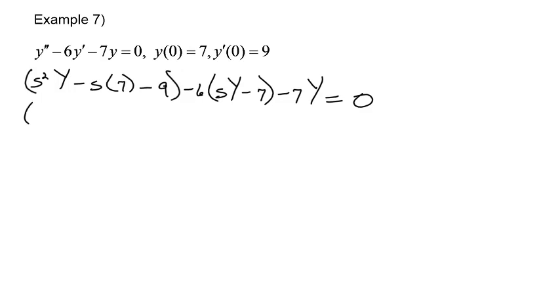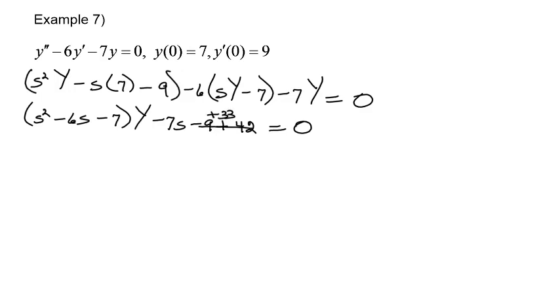So we're going to start by collecting all of our cap y terms. From the first quantity, we have s squared times cap y. From the middle one, we have minus 6s times cap y. And from the last term on the left, we have minus 7, all multiplied times cap y. And then you're just going to get your other terms together. So simplifying, we get minus 7s minus 9 plus 6 times 7 is 42 equals 0. Okay, do this arithmetic to combine these constants. That's the same as plus 33, negative 7s plus 33.